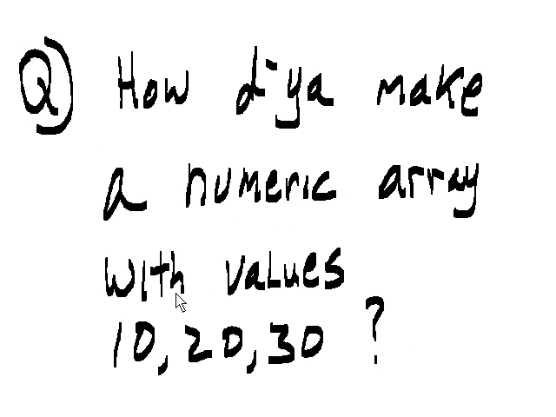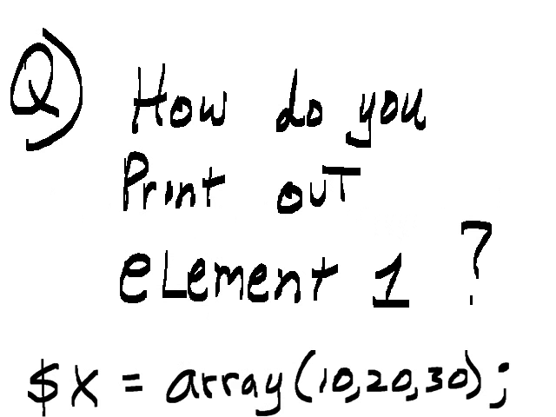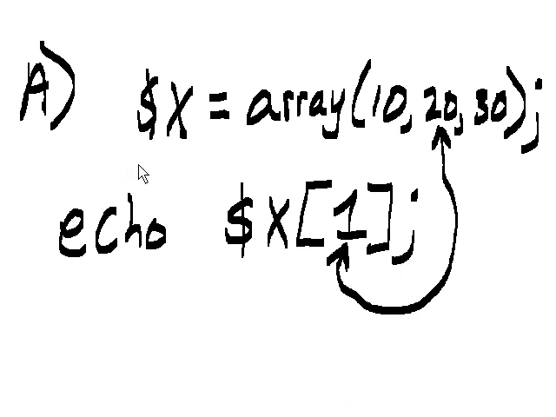Question: how do you make a numeric array with values 10, 20, and 30? $x equals array parens 10, 20, 30 with a semi. Array is a keyword. Question: how do you print out element 1? This guy here, 0, 1, 2. Echo $x 1 squares semi.